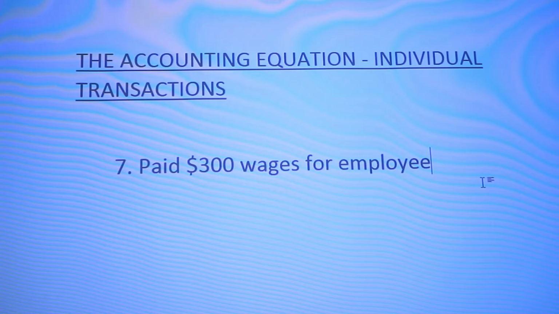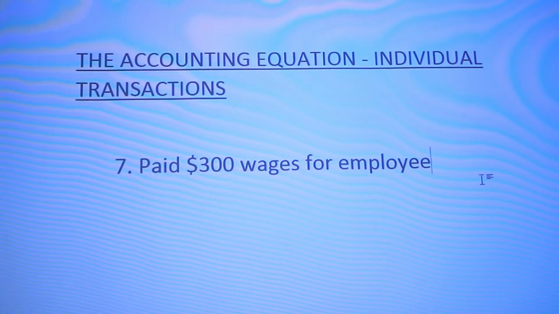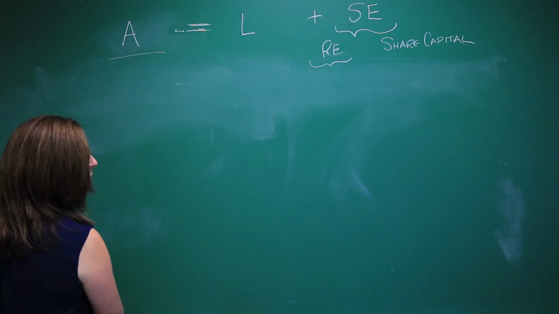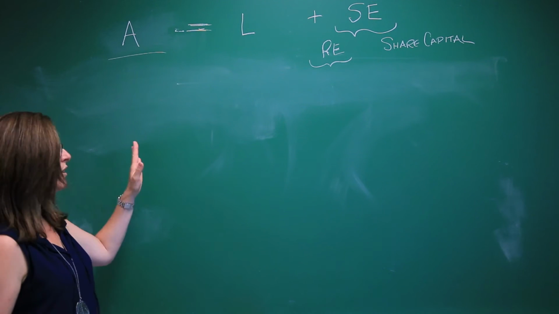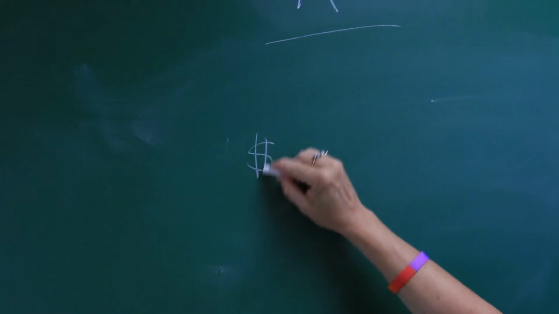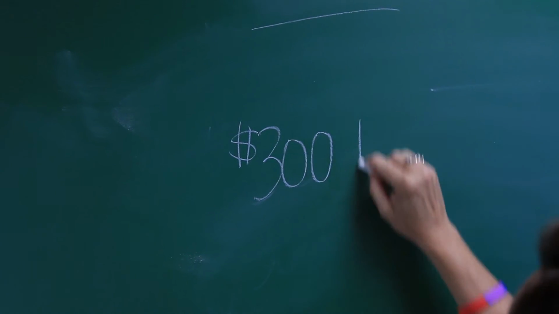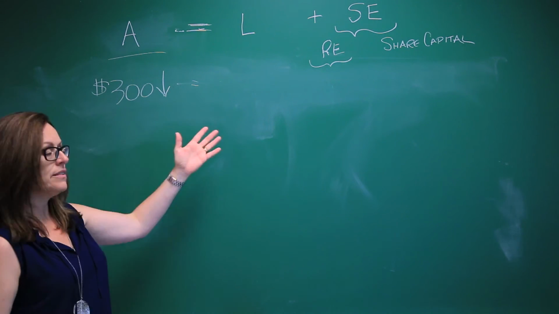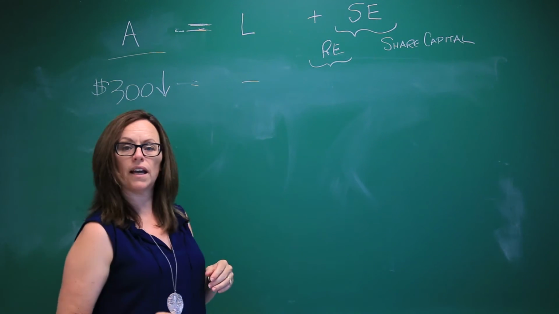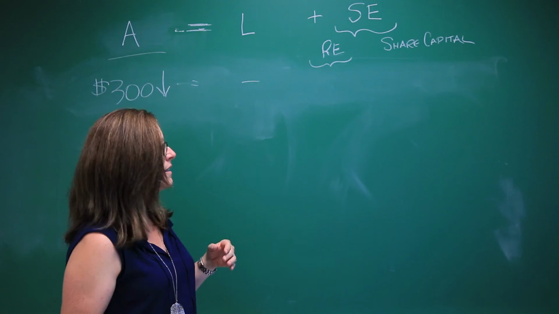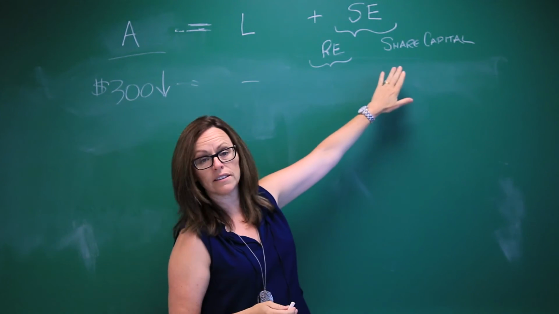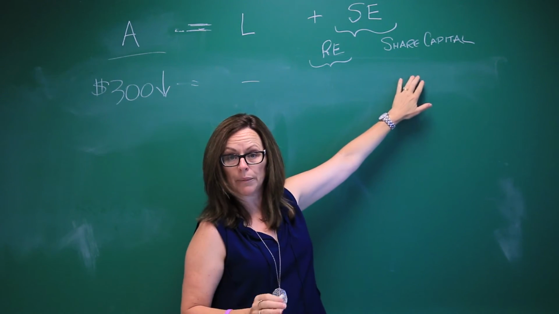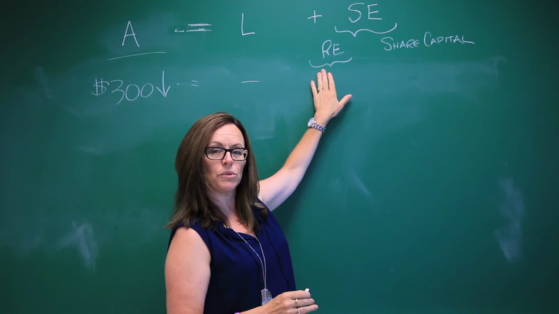We're going to pay $300 wages for an employee. And so what is happening again to our cash? Well, our cash is our asset. It's going down $300. And we've got to keep this in balance. So it doesn't involve liabilities, no debt to our creditors. It doesn't include any share capital, no common shares. So it falls under retained earnings.